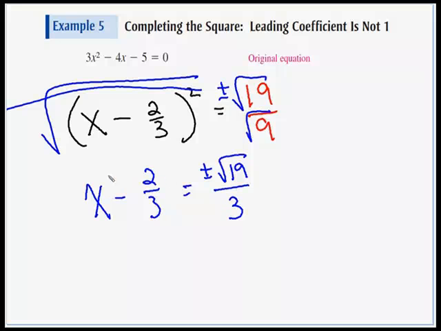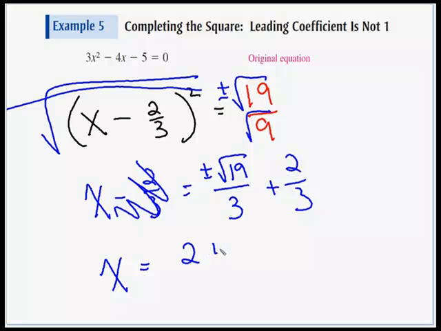So to get x by itself, we're going to take this minus 2/3 out. We're going to move it over here and make it a plus 2/3, adding that to both sides. And now we have x equals, and let's put our 2 first, 2 plus or minus the root of 19 divided by 3. And I believe that is the last example.